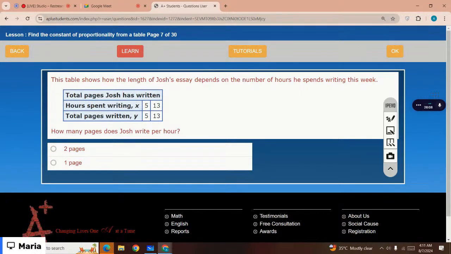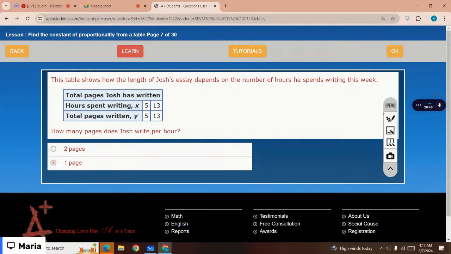This table shows how the length of Josh's essay depends on the number of hours he spent writing this week. How many pages does Josh write per hour? The correct option is 1 page. Option number 2 is the correct option.